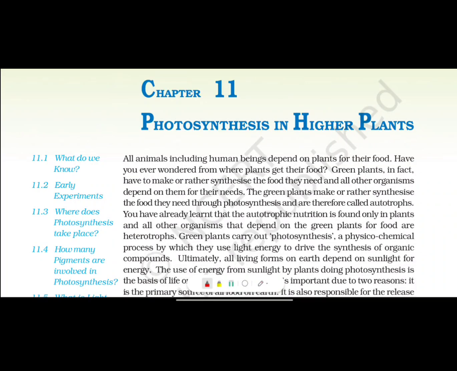Let's study about photosynthesis in higher plants. All animals, including human beings, depend on plants for their food. Have you ever wondered from where plants get their food? Green plants, in fact, have to synthesize the food they need, and all other organisms depend on them for their needs. The green plants synthesize their food through a process called photosynthesis and are therefore called autotrophs.